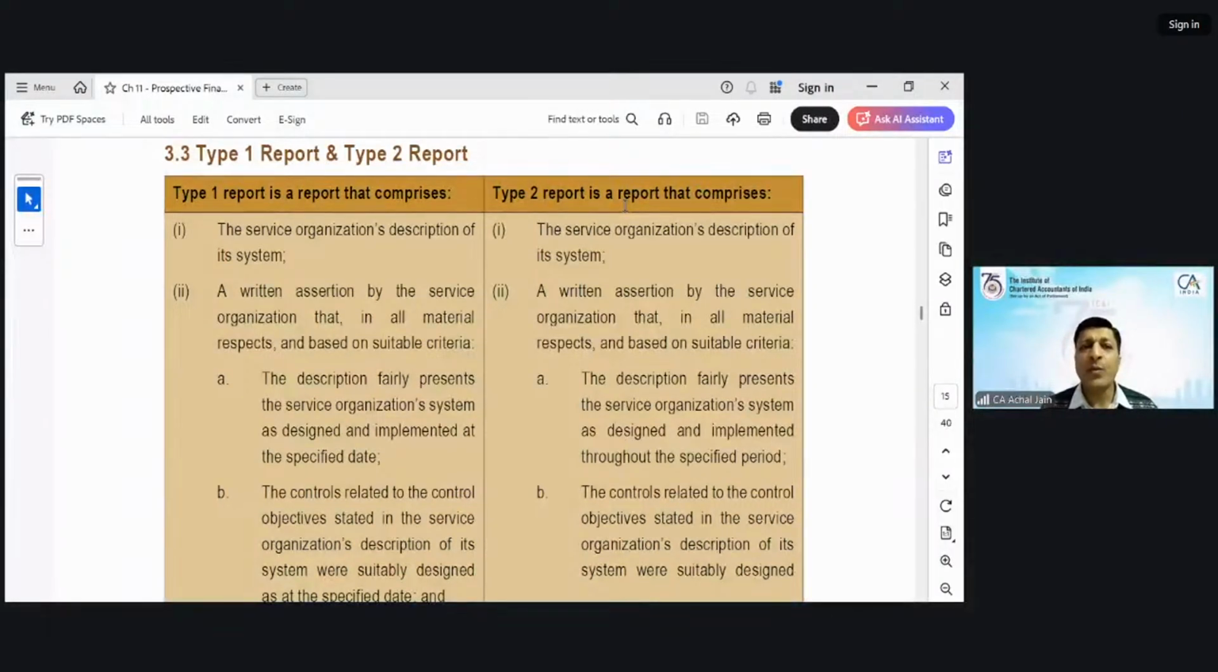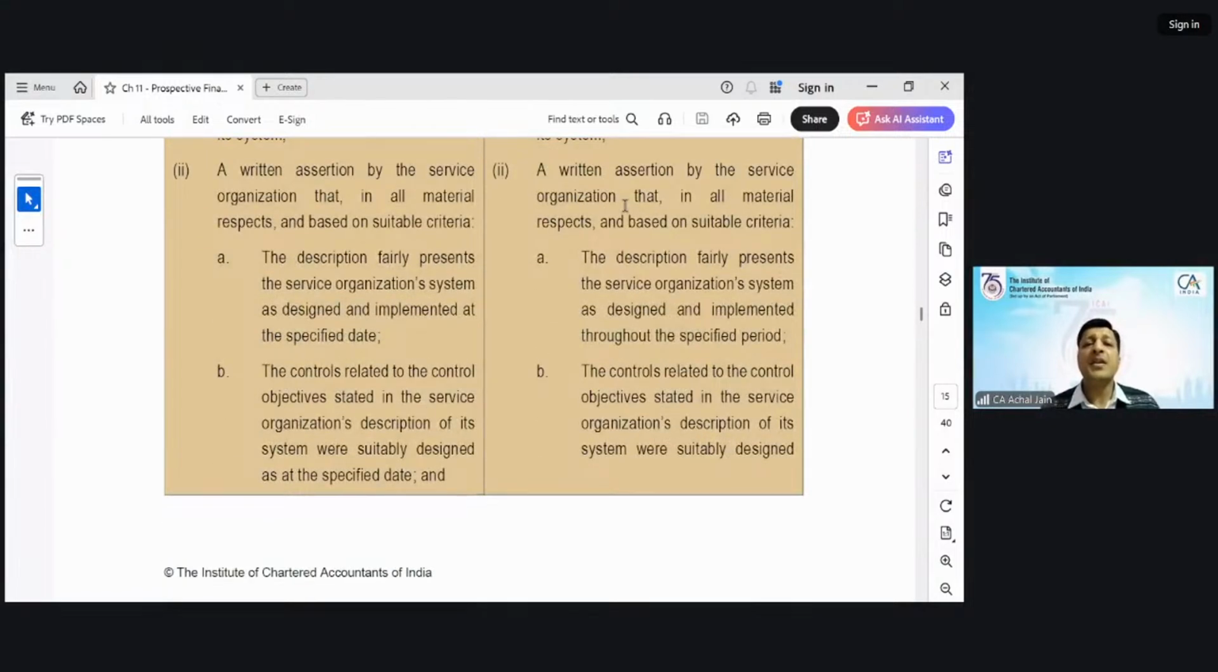Now, what is this type 1 report? So basically it's a report that comprises service organization's description of its system, a written assertion by the service organization that in all material respects and based on the suitable criteria, the description fairly presents service organization systems as designed and implemented at the specified date. Controls related to control objectives which are specified were suitably designed.